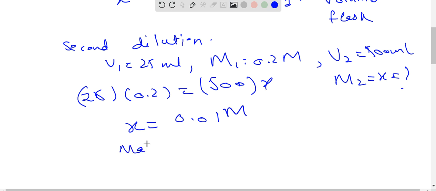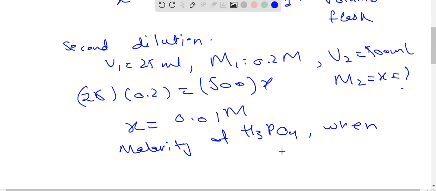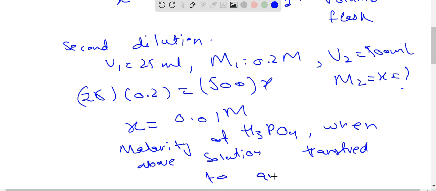So the molarity of H3PO4 when the solution is transferred to another flask is 0.01 M. So this is the molarity of H3PO4 when it is transferred to another flask.